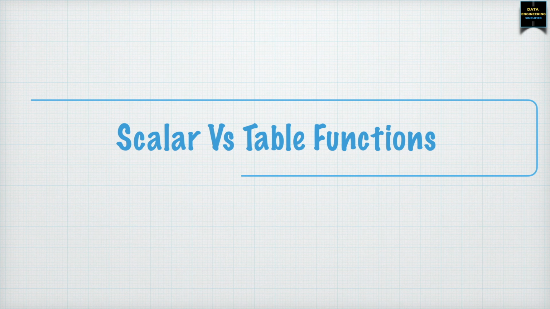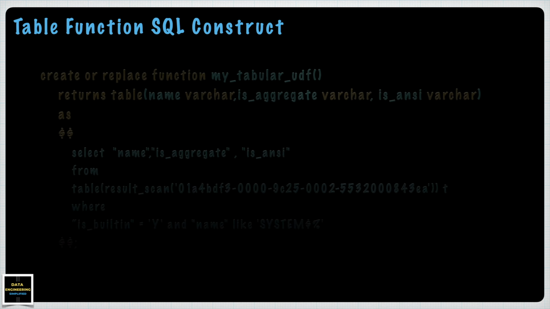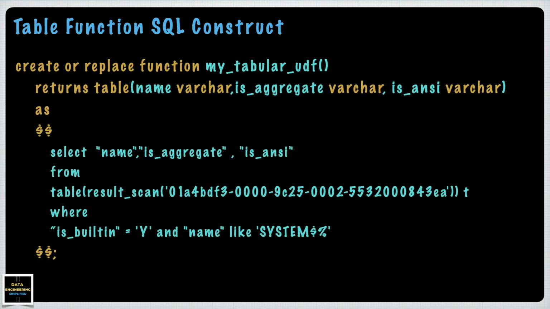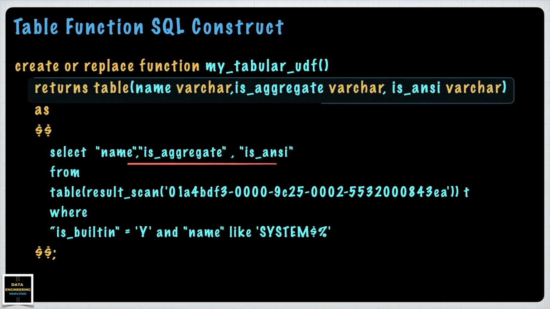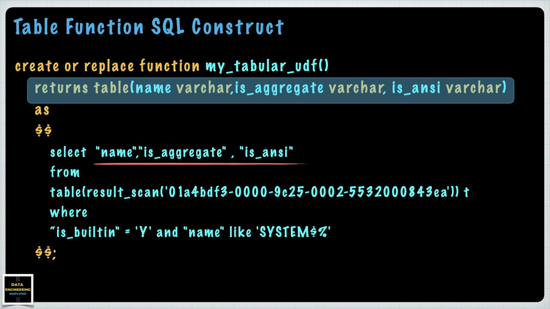Let's explore the table function and how it is different from a scalar function. A scalar function returns 1 row and 1 column. On the other hand, a table function returns multiple rows and 1 or more columns. Like a scalar function, the SQL table function also has a similar construct, except the return type keyword has a table as a return type. In this example, we are creating a table function called myTabularUDF, and it does not take any input argument. The function definition returns multiple rows and multiple columns, and the column count and the data types should match what is defined in the select SQL statement in the function body.